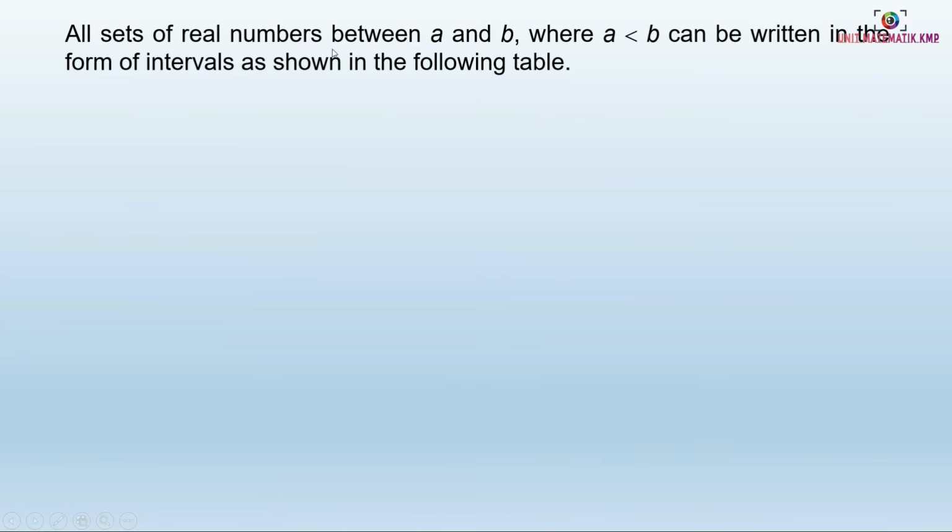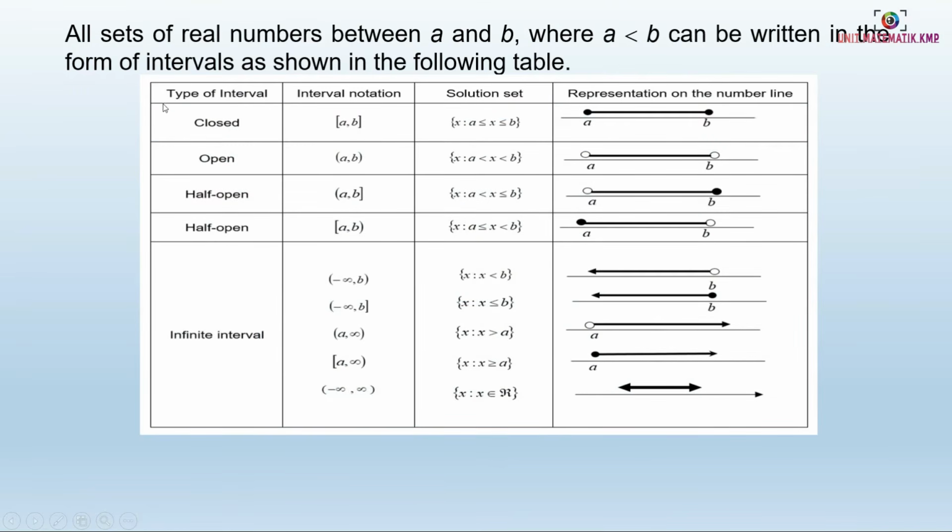All sets of real numbers between A and B, where A is less than B, can be written in the form of intervals as shown in the following table. Type of interval: closed. Interval notation from A to B, including A and B. Solution set: X, where X is greater than or equal to A and less than or equal to B. We present on the number line: we draw from A to B, at A a filled circle, and at B also a filled circle.